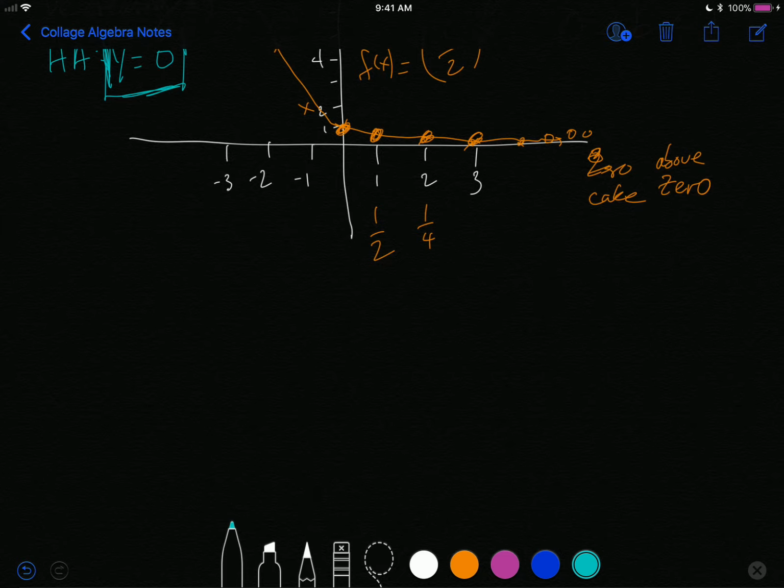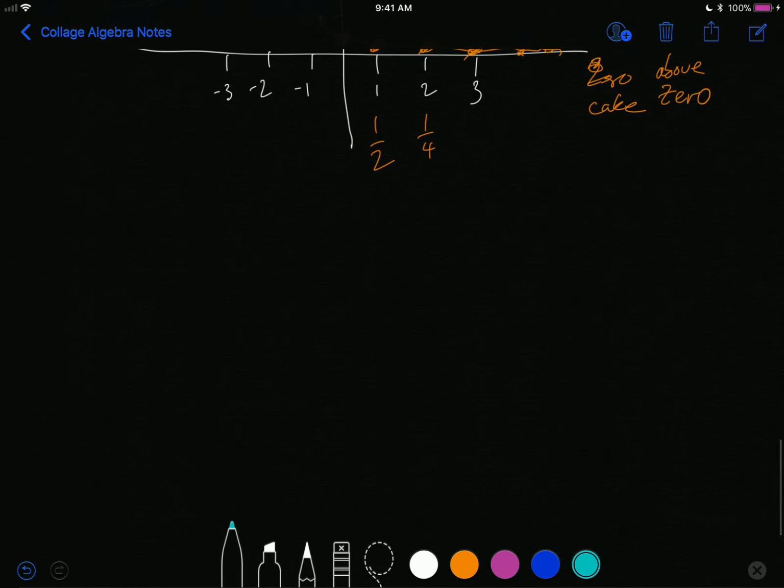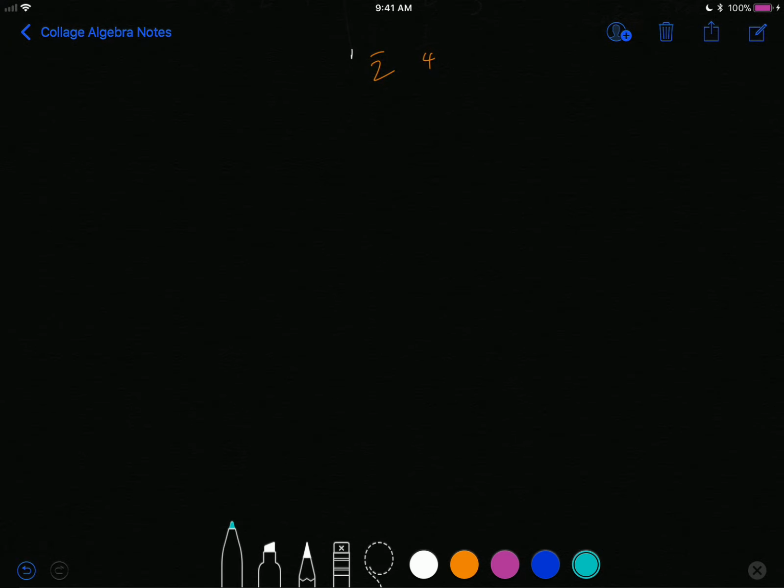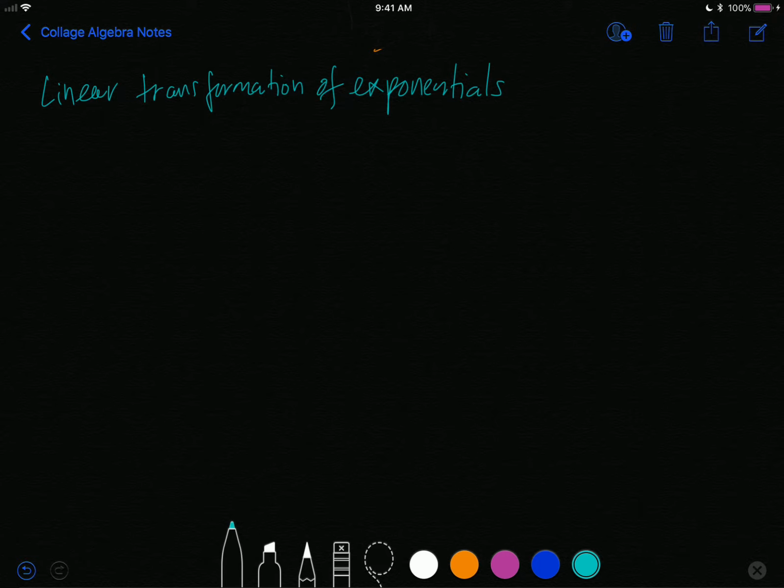Alright, guys and gals, today we're going to be looking at linear transformations of exponentials. And what we will focus on is how these linear transformations affect the properties of our exponential functions.